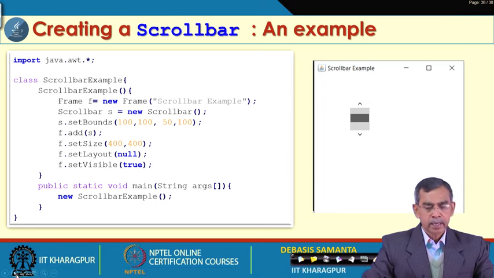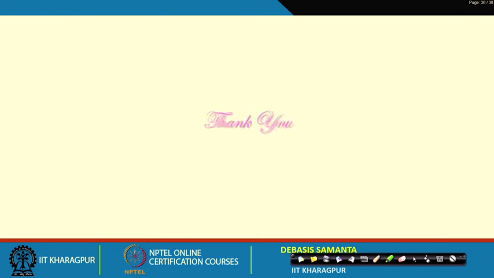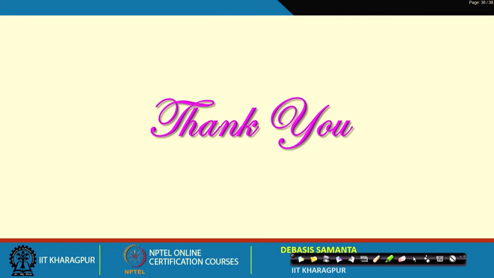So, this is the scroll bar that we have discussed, and a few elements that we have discussed. There are many more elements that we are yet to cover. In our next module we will discuss many other components that are very much essential for our AWT programming. Thank you.